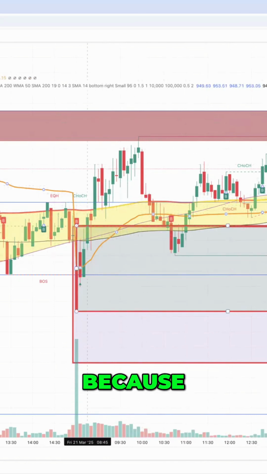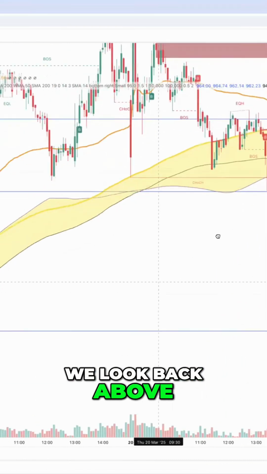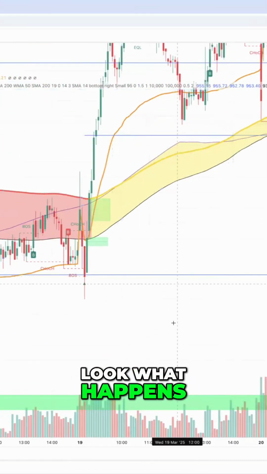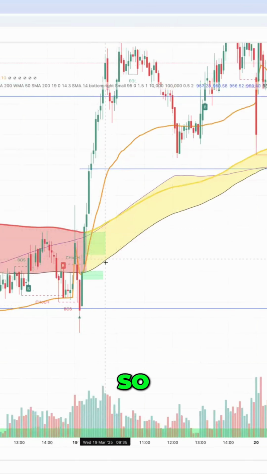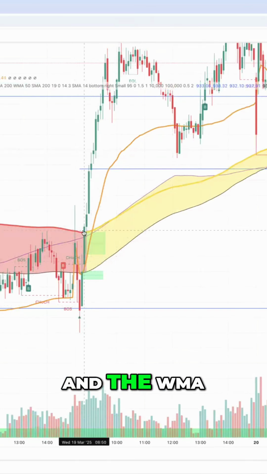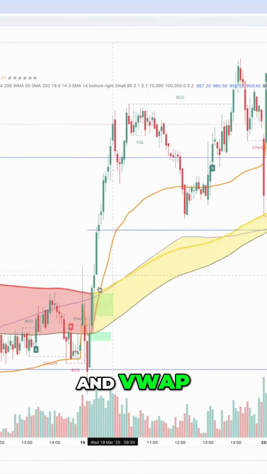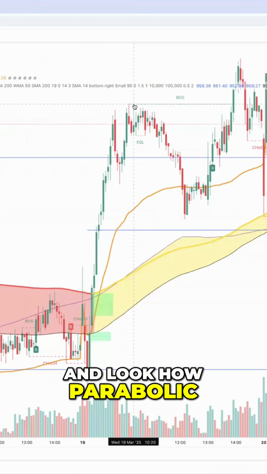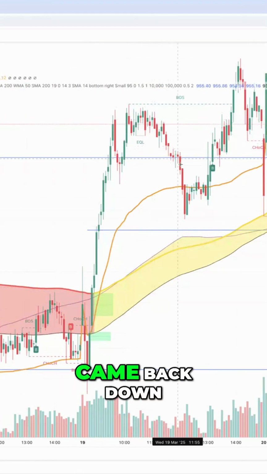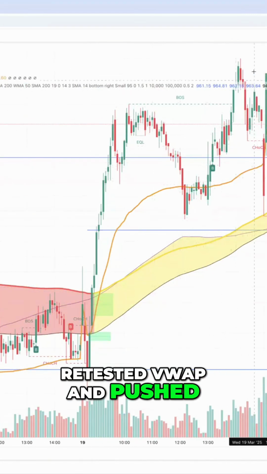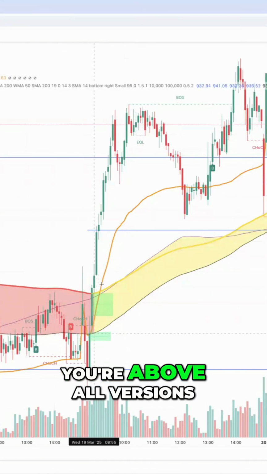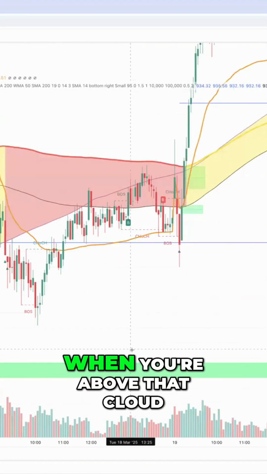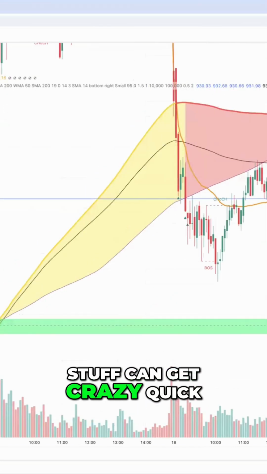push up, because if you look back through this chart, look what happens when you clear every version of the 200. So we're above the EMA, the SMA, and the WMA and VWAP, and look how parabolic that move gets. Came back down, retested VWAP, and pushed up again. But look how strong the move is when you're above all versions of that 200. When you're above that cloud, stuff can get crazy quick.